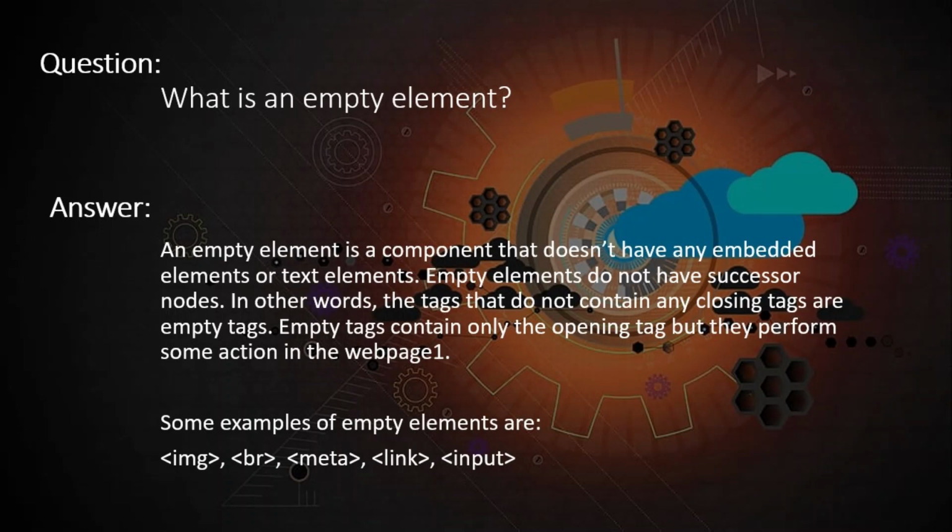What is an empty element? An empty element is a component that doesn't have any embedded elements or text elements. Empty elements do not have successor nodes. In other words, the tags that do not contain any closing tags are empty tags. Empty tags contain only the opening tag, but they perform some action in the web page. Some examples of empty elements are img, br, meta, link, input.